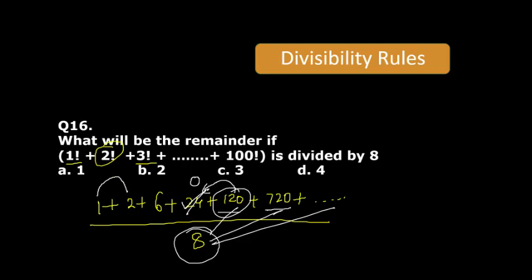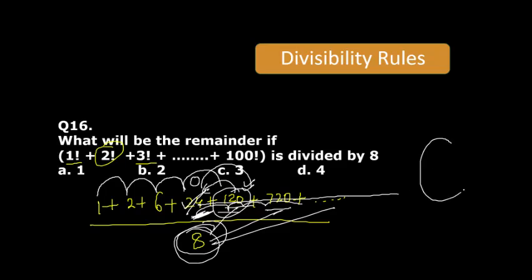1 into 2, 2 into 3, 6 into 4, 24 into 5. So the next numbers are multiples of the previous. So can I say if this number is divisible by 8, the next will definitely be divisible by 8? So these all will give you a remainder 0. So just add the starting numbers which were not divisible by this, right?